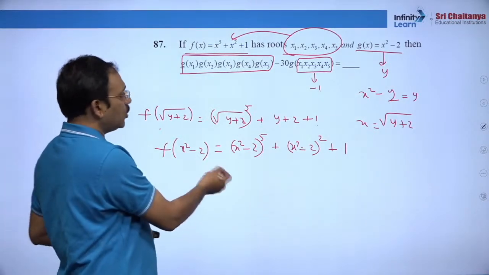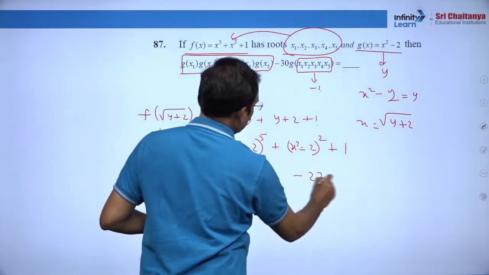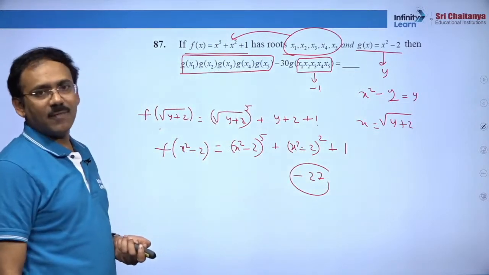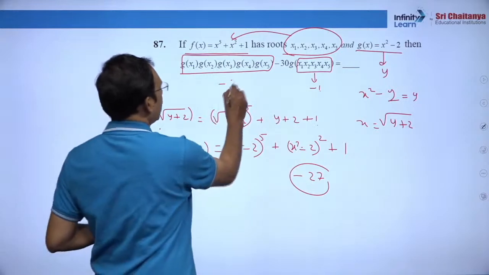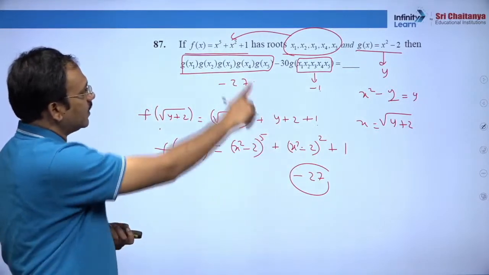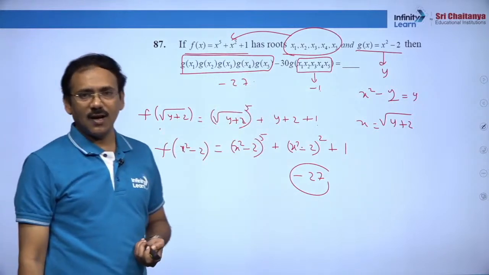Its roots are g of x1, g of x2, and its product of the roots is going to be minus 21. You can see minus 32 plus 4 plus 1, that is plus 5, minus 27. So this value is minus 27, minus 30 into g of minus 1, which is 1 minus 2, that is minus 1, plus 30. You are going to get the answer now.